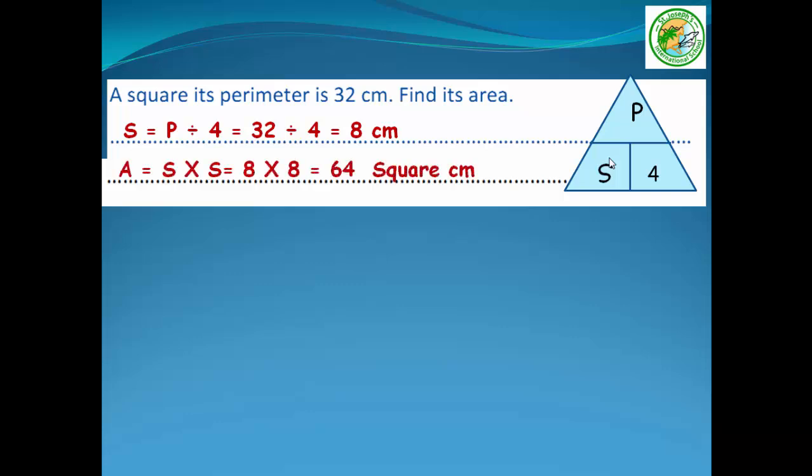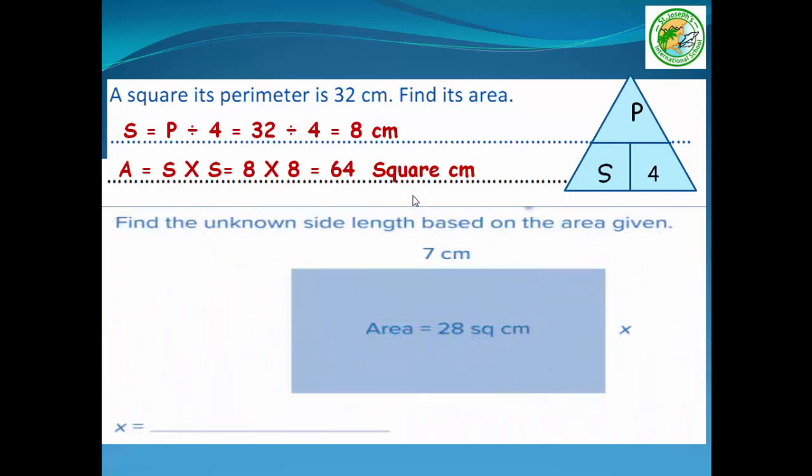And we want to get the area also. The area of a square equals side length times side length, and we found the side length equals 8, so we will make 8 times 8 equals 64 square centimeters. Note that the side length's measuring unit is centimeter, but the area is square centimeter.